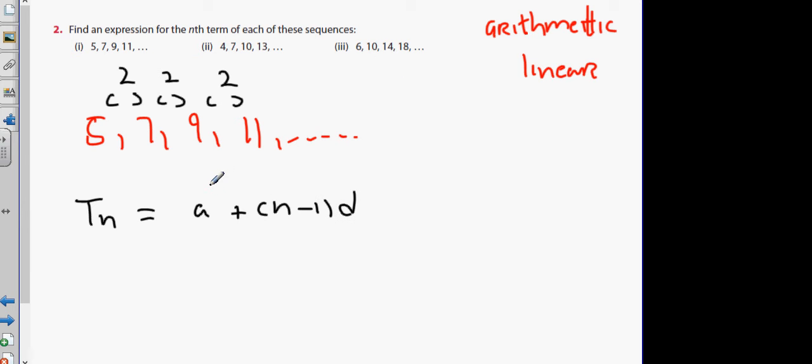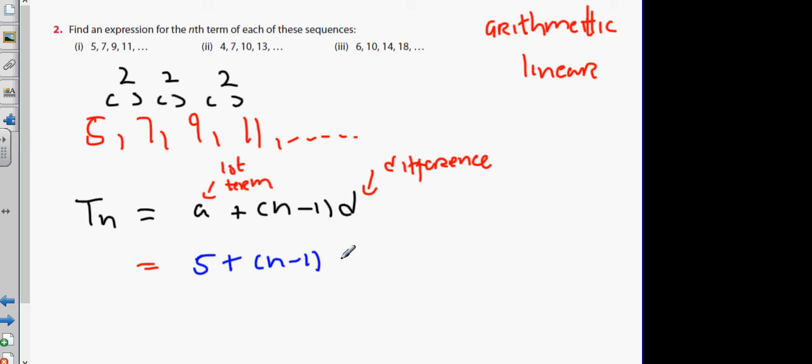Now, what we have to find out is that a is the first term, and d is the difference. What do I mean by difference? 2. Okay. So first of all, what is a? What's the value for a? 5. And what's the value for d? 2. You're going to multiply in the 2, and what you're going to get is 5 plus 2n minus 2. And then you get 2n plus 3.